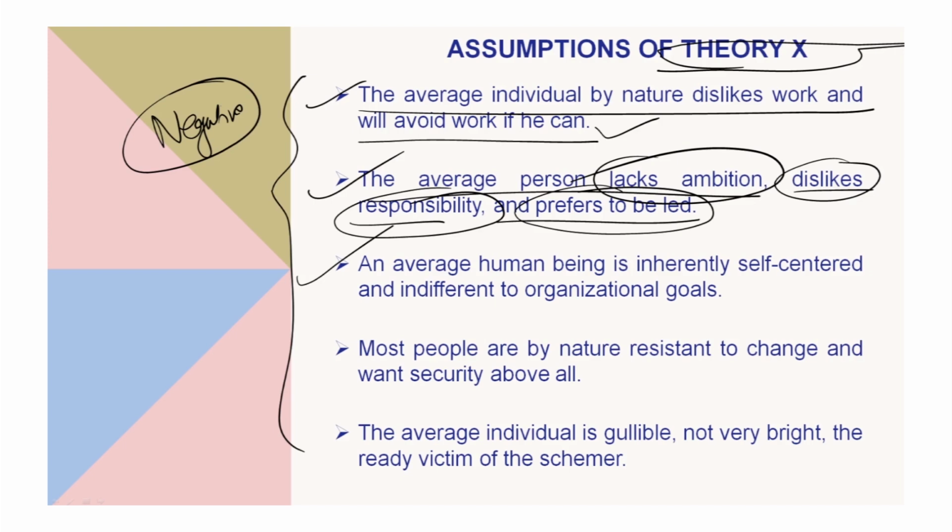Third one: an average human being is inherently self-centered and indifferent towards organizational goals. So, the third assumption talks about how individual employees will be more oriented towards achieving their own personal goals.